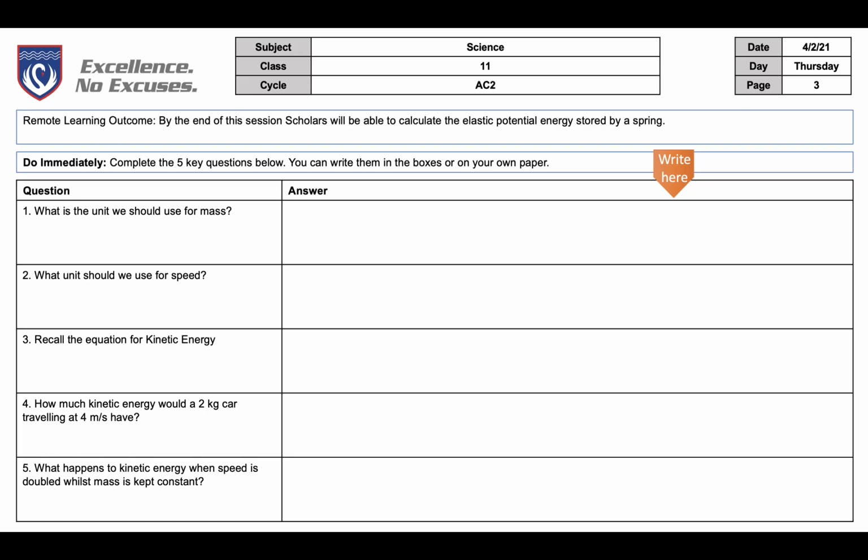So question 1, the unit we should use for mass. Hopefully we all got kilograms. So this should have been kilograms. What should we use for speed? That was meters per second.